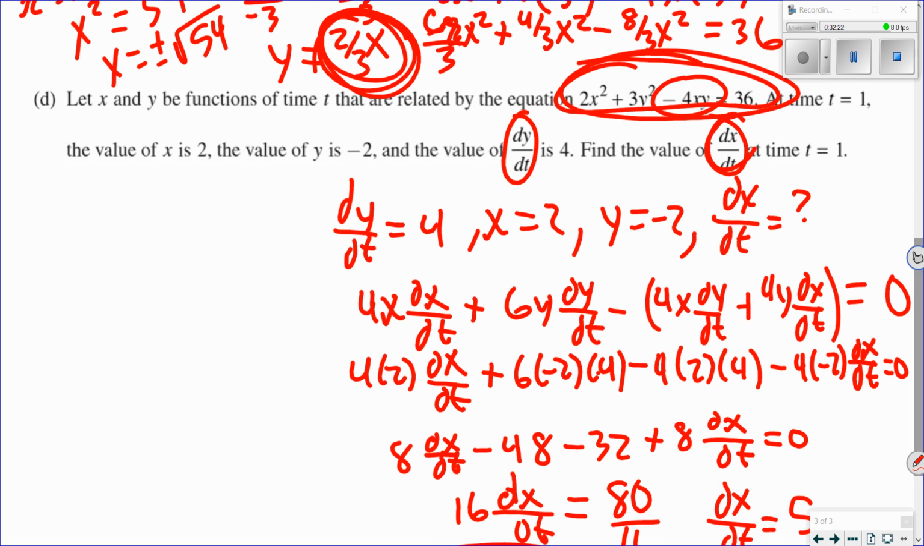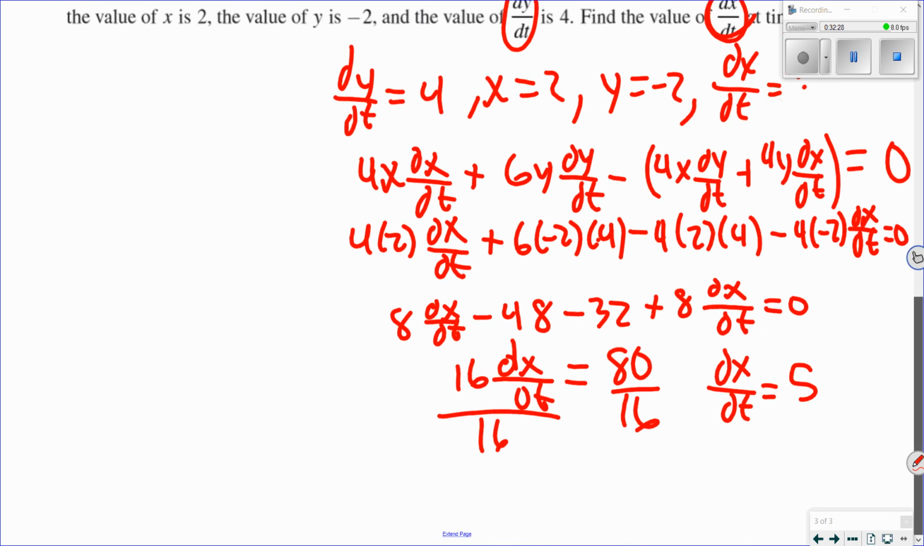Let's see if there's any label necessary there. It says the value of dy/dt is 4, it doesn't give us units. So we don't really need any kind of label here. Just dx/dt is equal to 5 would be our solution.